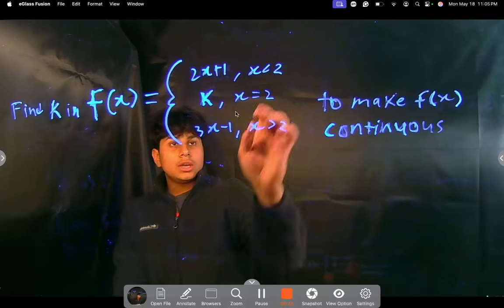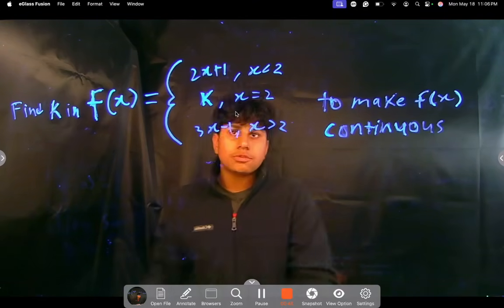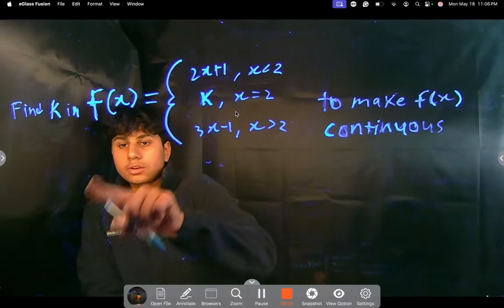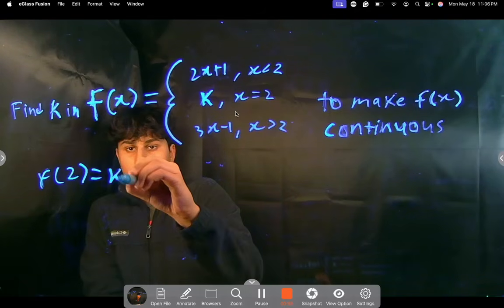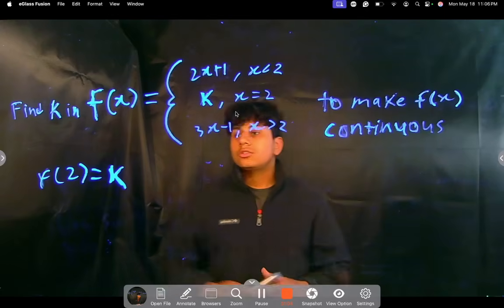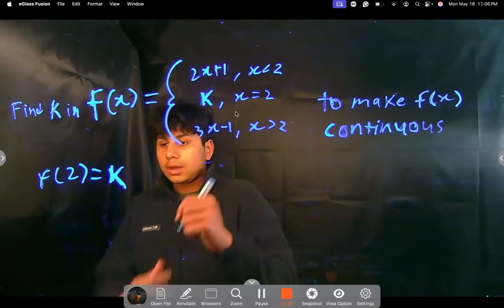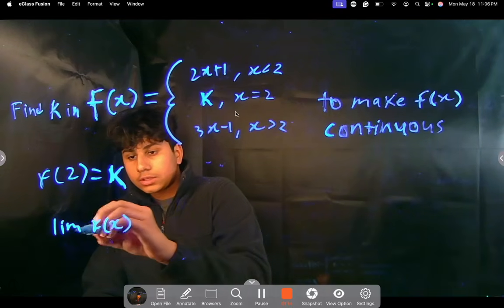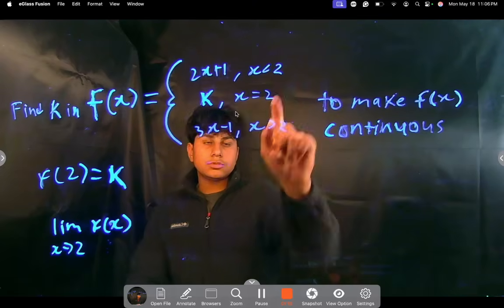Because we have x coming in from the left, and approaching from the right, and then we have the point at 2. So k is our value of f of 2 equals k, right? That is the value that we're going to have to choose to make this continuous. And all of that is going to be based on the limit here, the limit of f of x as x approaches 2. So here is as x approaches 2.